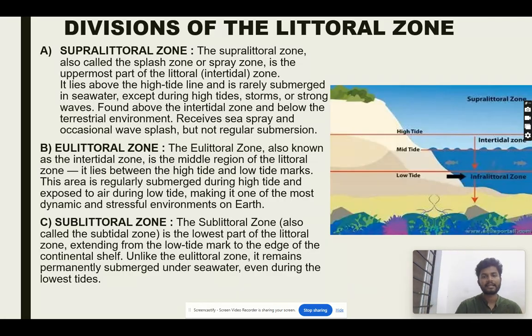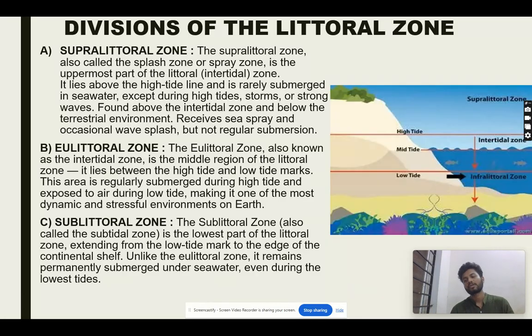It lies above the high tide line and is rarely submerged in seawater, except during high tides. When high tides come, the supralittoral zone may be submerged under the water, but when conditions are normal, it is always dry. It is found above the intertidal zone and below the terrestrial environment, and receives sea spray and occasional wave splash, but not regular submersion.